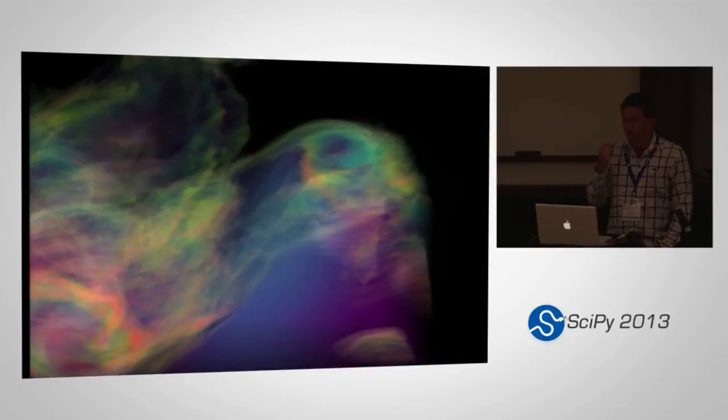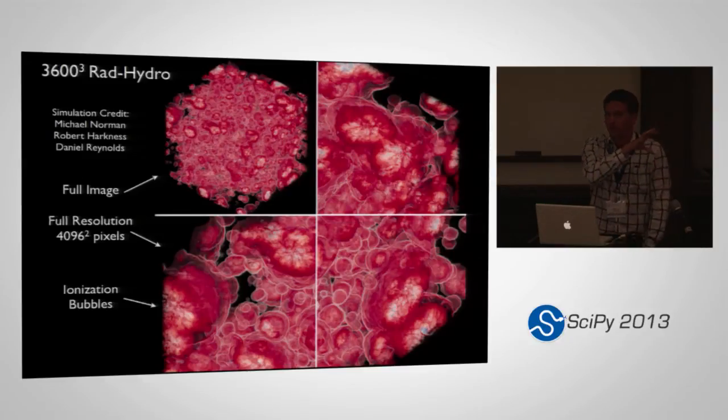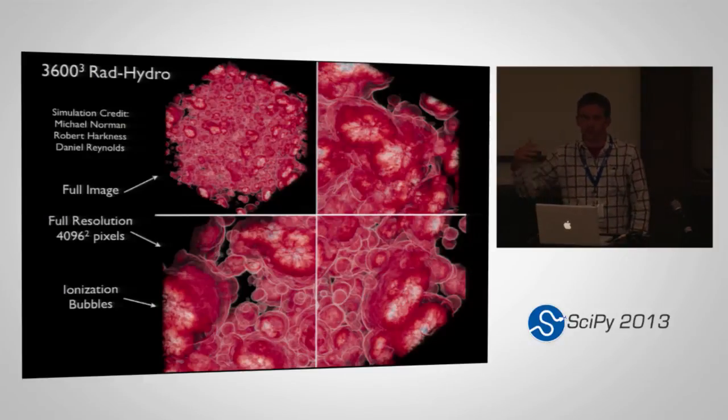More recently, we applied this to a 3600 cube radiation hydrodynamics simulation. This is a truly massive amount of data. This is a simulation run by Mike Norman out at San Diego Supercomputing Center. The full resolution of this volume rendering is 4096 squared. So the top left view shows you the zoomed out region, and the three other panels zoom in to individual regions where ionization bubbles are processing out through an intergalactic medium, ionizing the universe. So this tool has proved very useful.